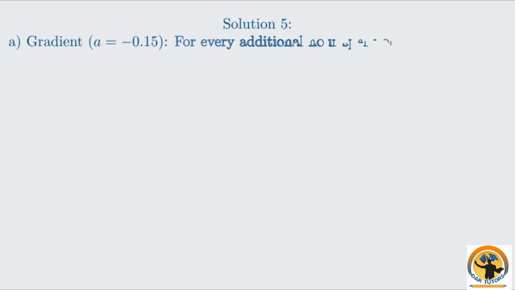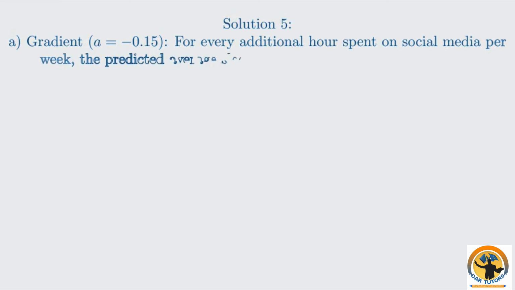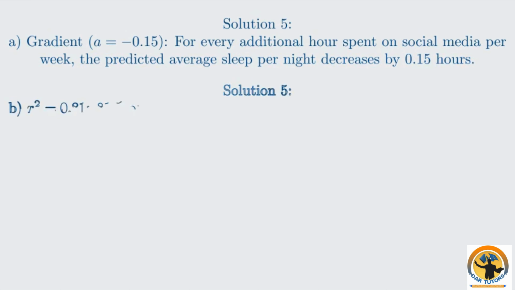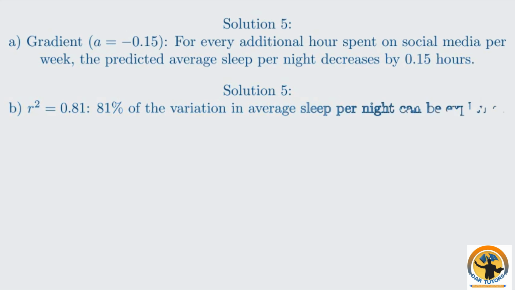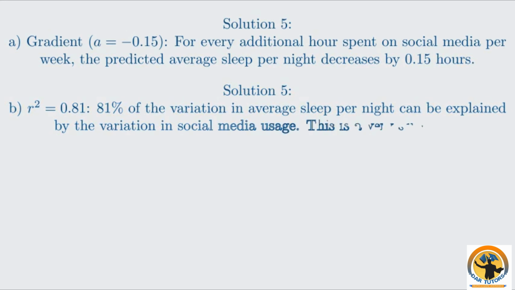Let's review the solution. For Part A, the gradient is negative 0.15. Since it's negative, it indicates an inverse relationship. Specifically, for every additional hour a student spends on social media per week, their predicted average sleep per night decreases by 0.15 hours. For Part B, r squared is 0.81, which means 81% of the variation in average sleep per night can be explained by the variation in the number of hours spent on social media. The remaining 19% is due to other factors.